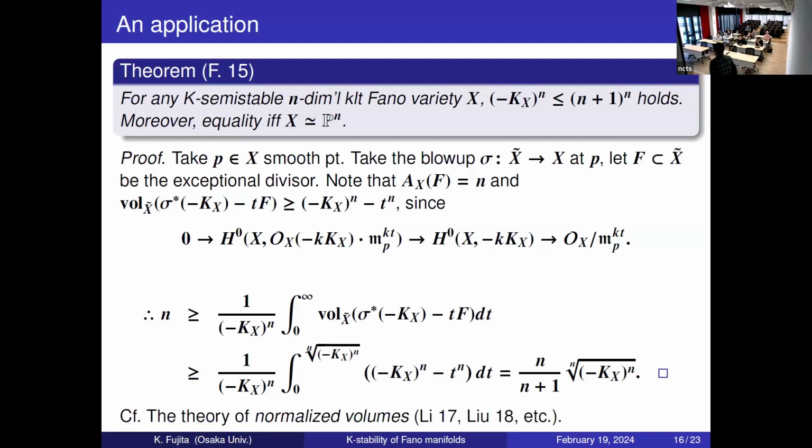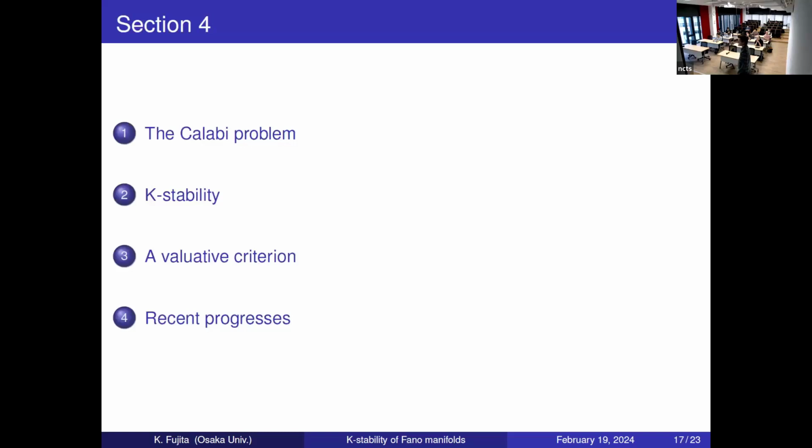Okay. And I should remark that this kind of treatment, volume estimate using this kind of exact sequence, is highly generalized in the theory of normalized volumes. The theory of normalized volume is of independent interest. Actually, Chi Li introduced this notion of normalized volume, and Yuchen Liu and Harold Blum, etc., generalized it a lot. Okay. And I will explain the recent progress.